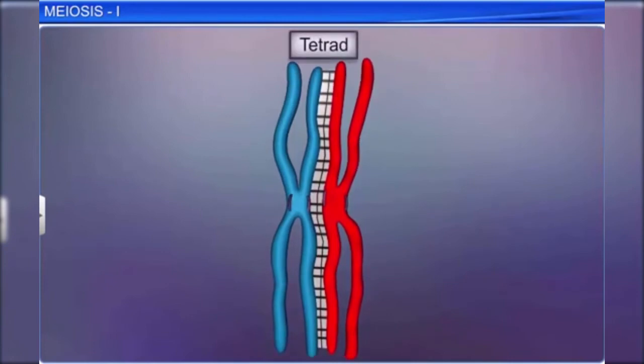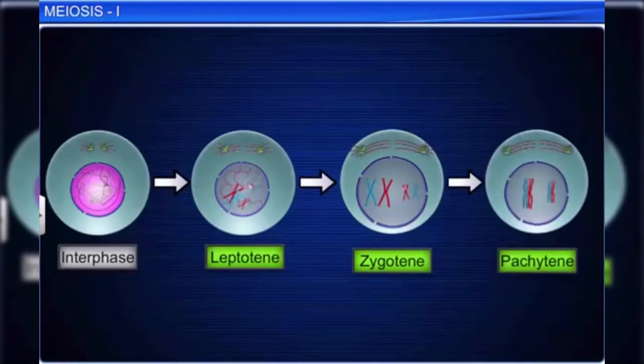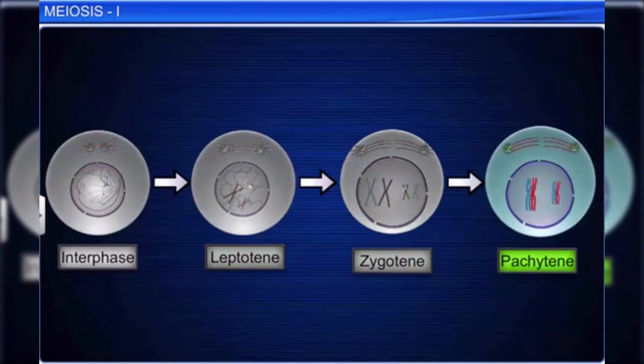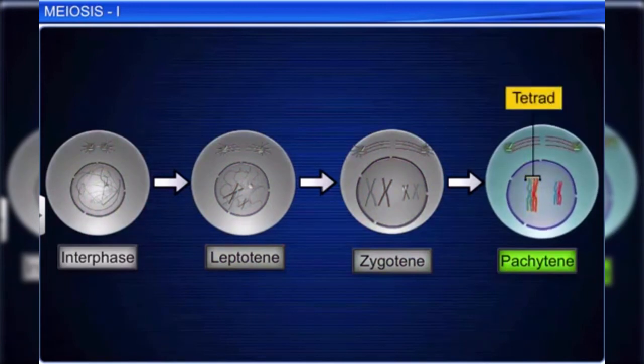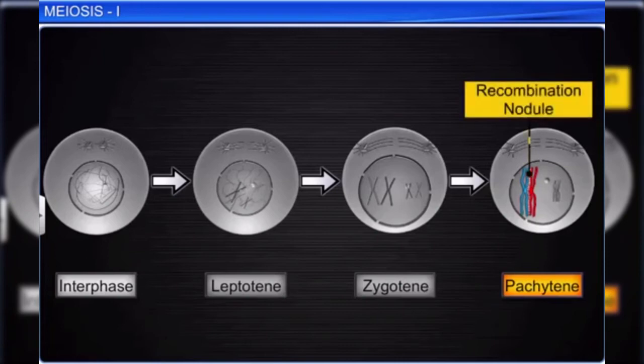The zygotene stage is followed by the pachytene stage, during which the bivalent chromosomes are clearly visible as tetrads. Moreover, large protein complexes on the synaptonemal complex, called recombination nodules, begin to appear. These nodules are believed to be the sites where crossing over occurs.